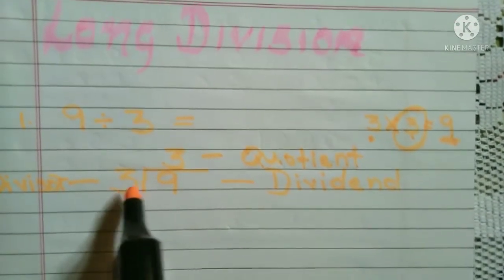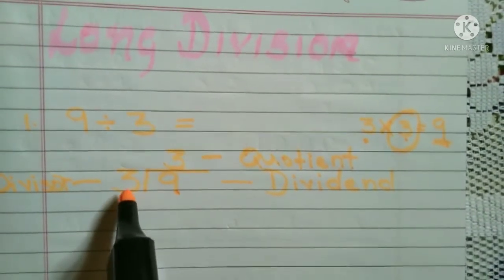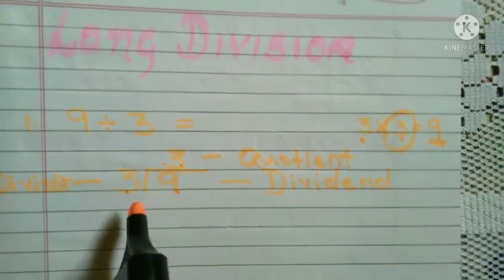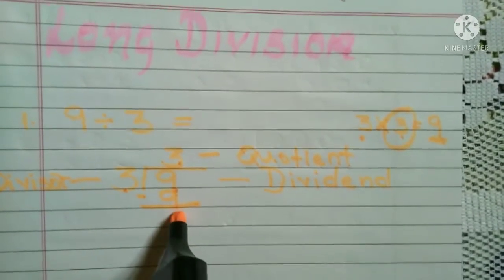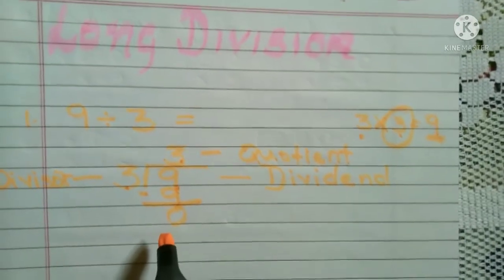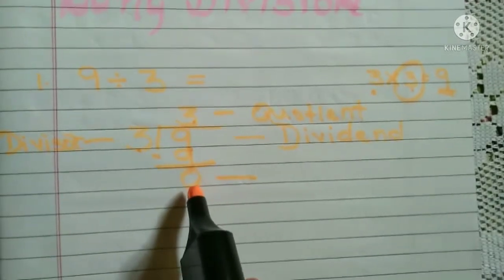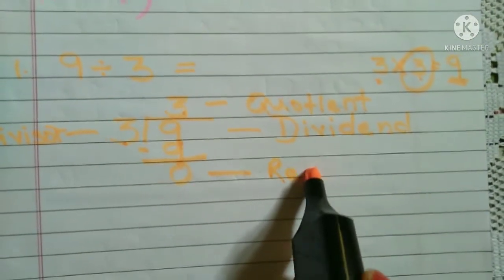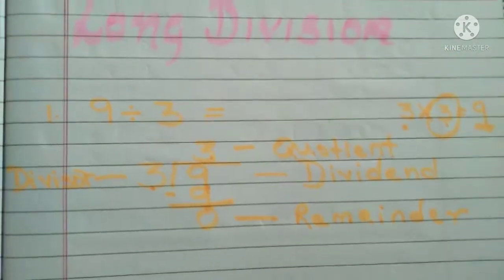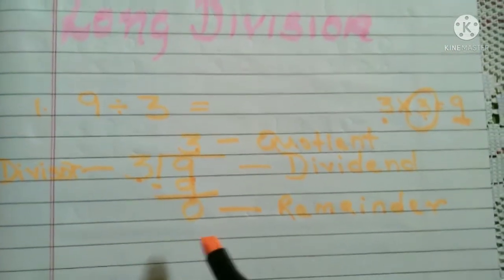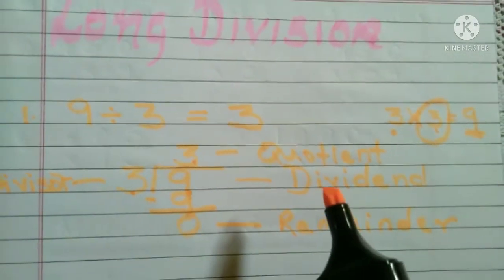So 3 multiplied by 3 equals 9. That means 9, when you divide by 3, you get 3. So here you'll be writing 3. After that, we will be writing the minus sign and we will subtract. So this 0 is known as the remainder. After understanding this, we came to know that 9 divided by 3 equals 3.